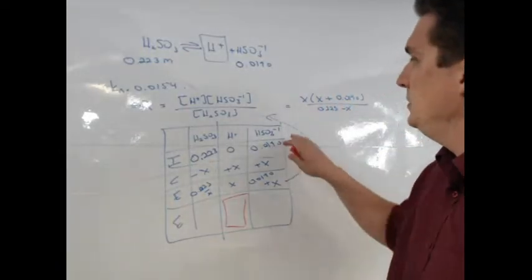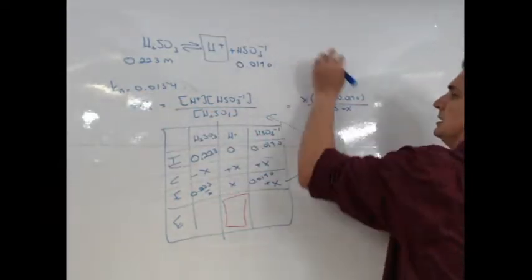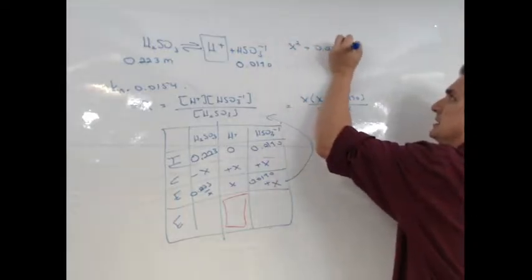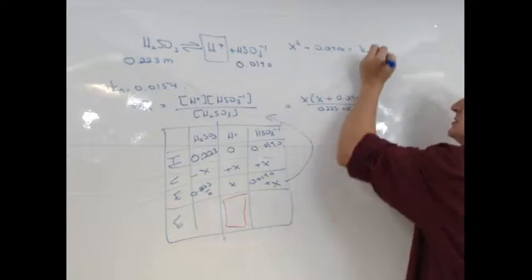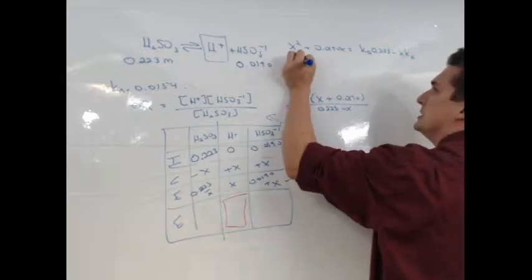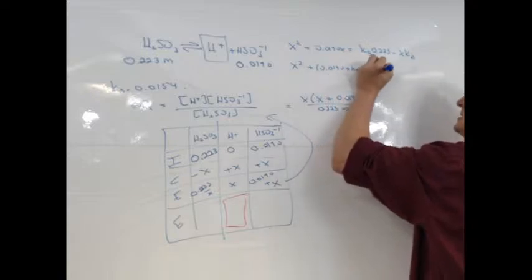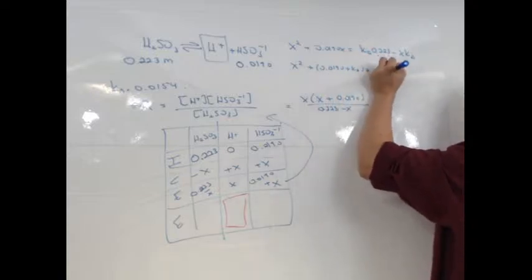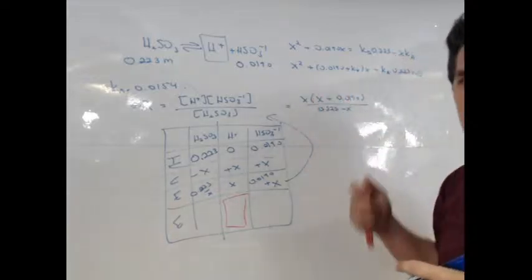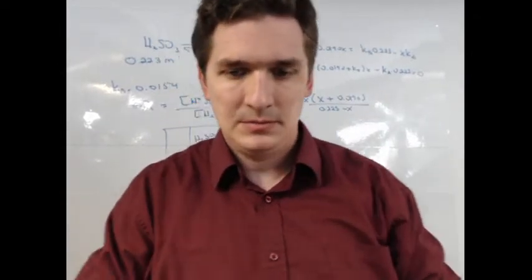Now, if we rearrange this, I'm going to keep Ka as Ka just to make the numbers a little easier to see. If we distribute, we get X squared plus 0.0190X equals Ka times 0.223 minus X times Ka. We rearrange, and we get X squared plus (0.0190 plus Ka)X minus Ka times 0.223. And here you would move to the quadratic equation. I'll build an Excel sheet really quick.